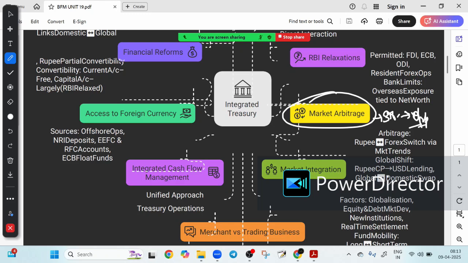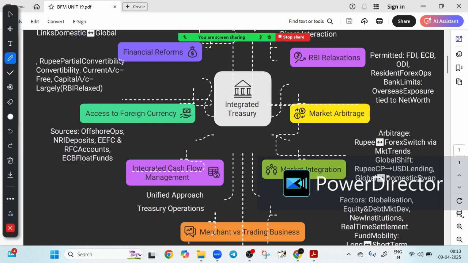So by analyzing market trend, right, bank can switch between rupee and forex, or tap into global shift like rupee credit to US lending. It's smart financial maneuvering at its best. That is called market arbitrage.